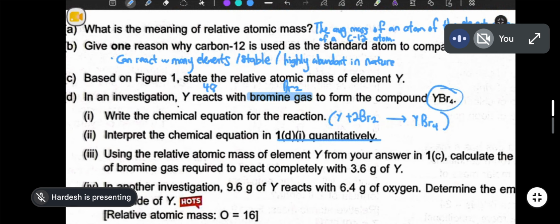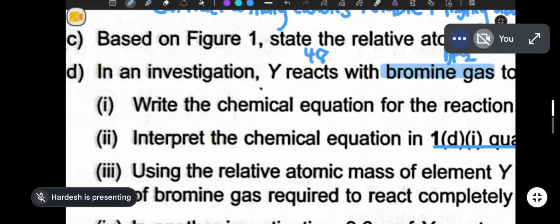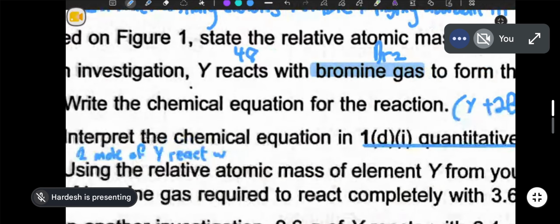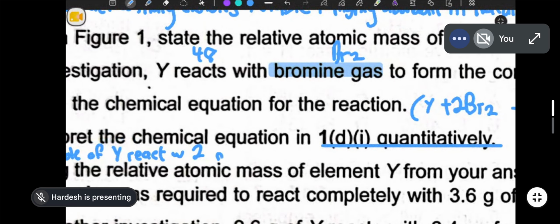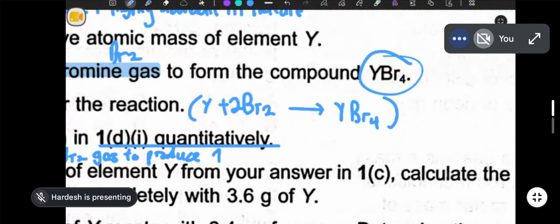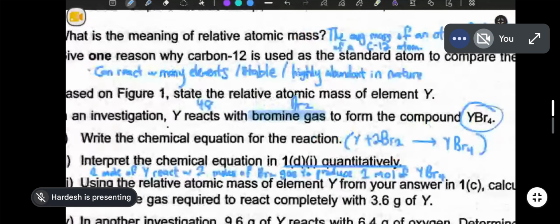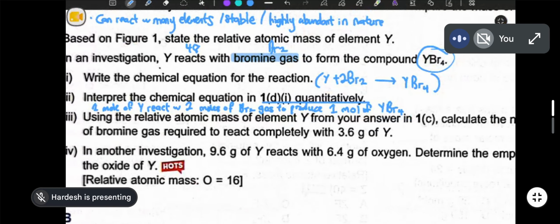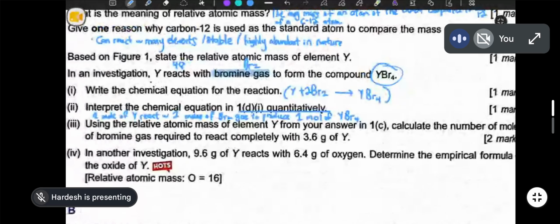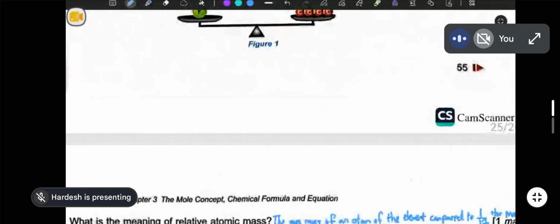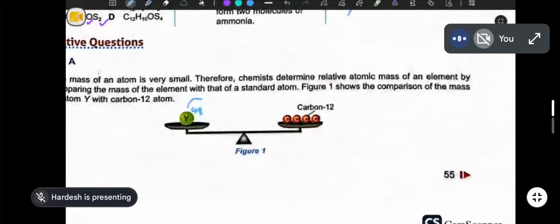What they want you to do is write a sentence, actually. So what they want you to write: 1 mole of Y reacts with 2 moles of Br2 gas to produce 1 mole of YBr4. Okay, using the relative atomic mass of element Y from your answer in 1C, that means the relative atomic mass is 48.